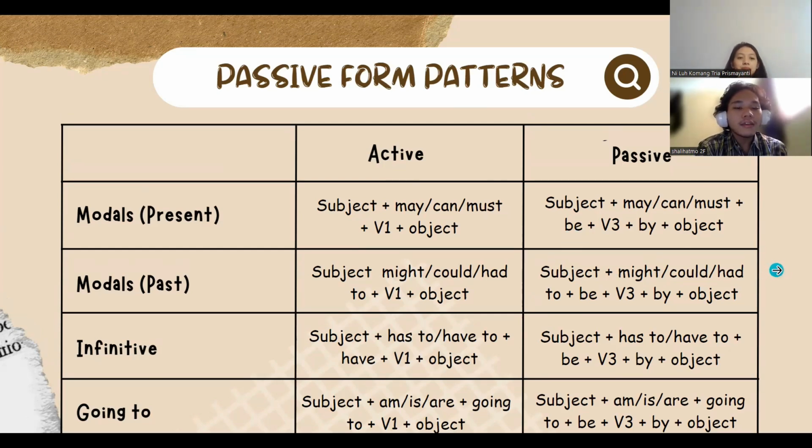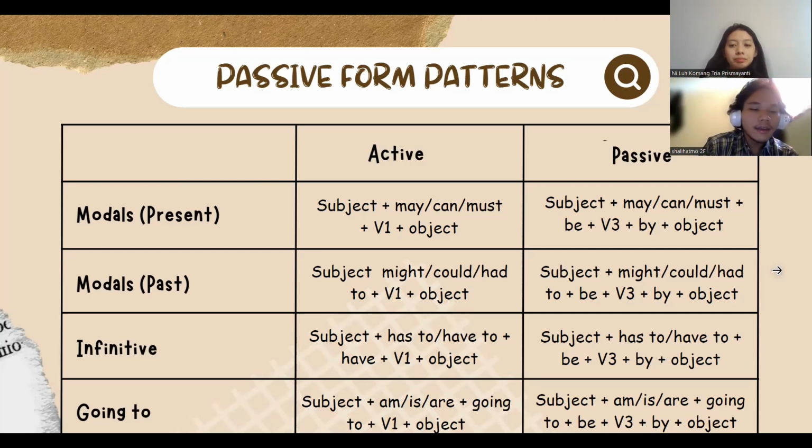Modals past. Active is subject plus might, or could, or had to plus verb 1 plus object. And a passive is subject plus might, or could, or had to plus be plus verb 3 plus by plus object.